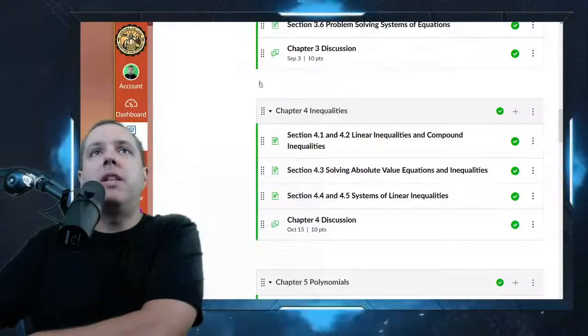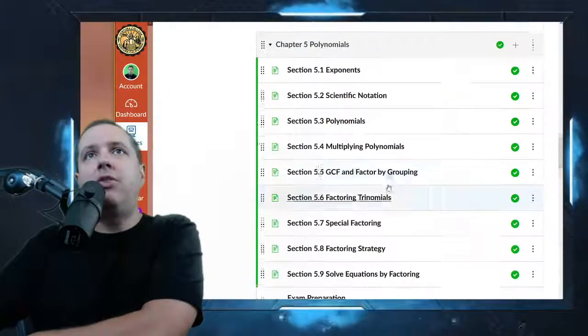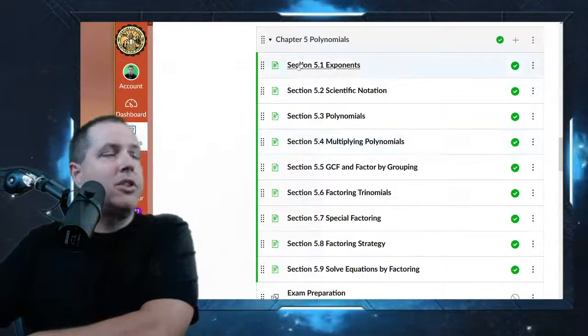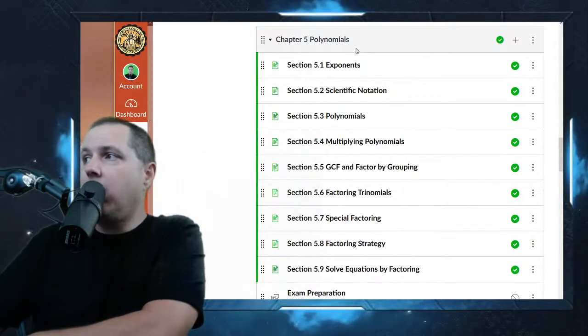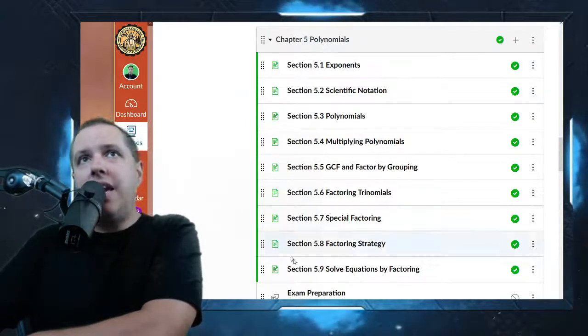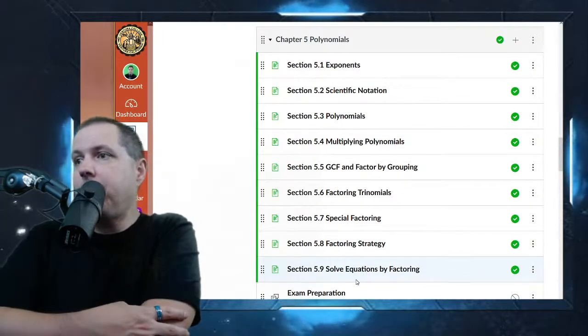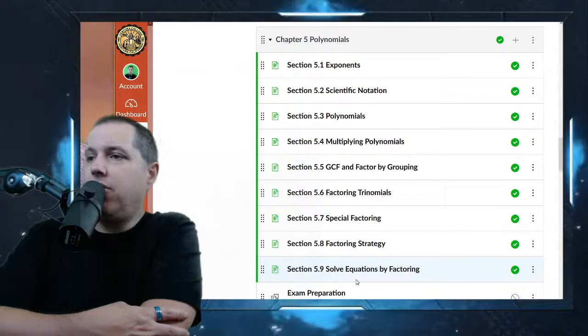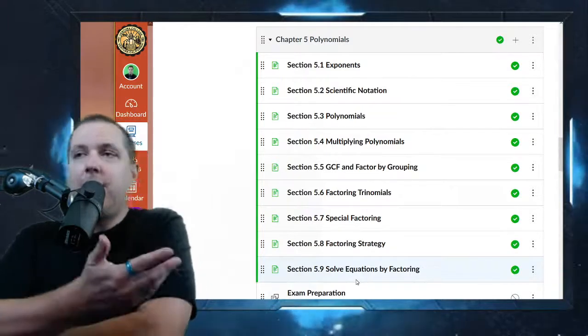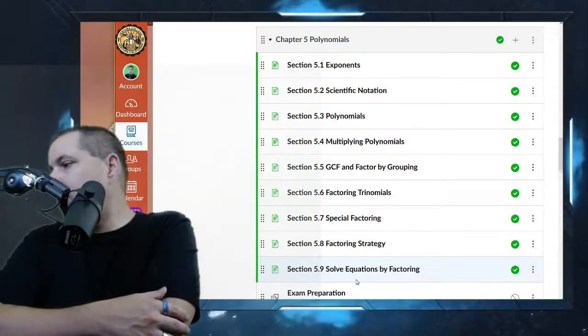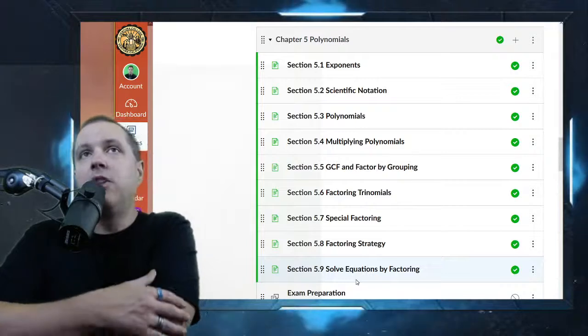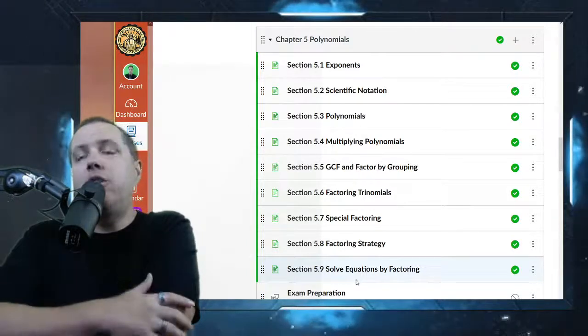But basically what I want to get at is at the end of chapter 5. So I'm here in chapter 5, which is all about polynomials. When we get to the end of chapter 5, there will be an exam. Some people call it a midterm exam. It's just an exam in the middle of the semester, basically. So that's when you can expect your exam.